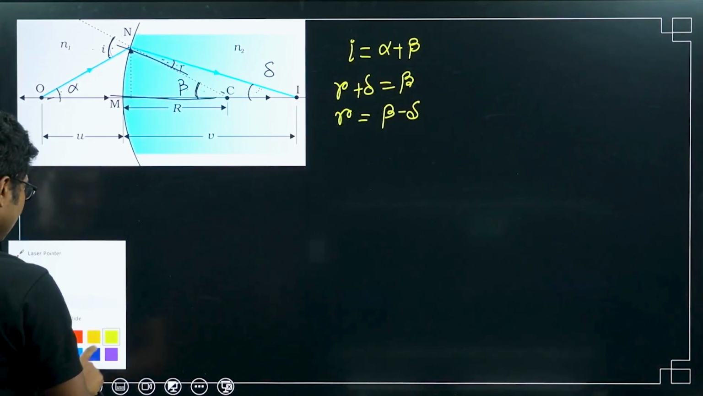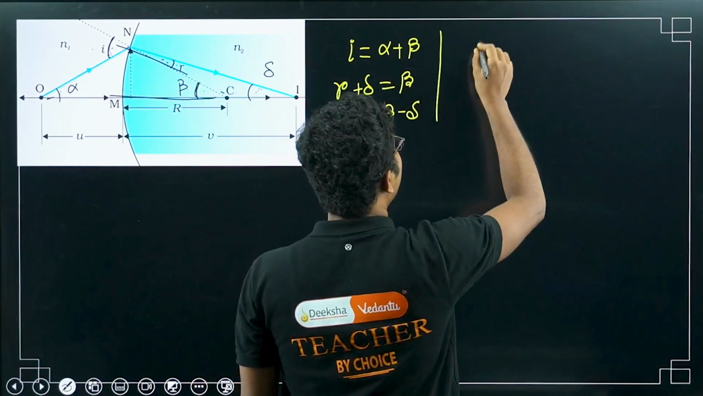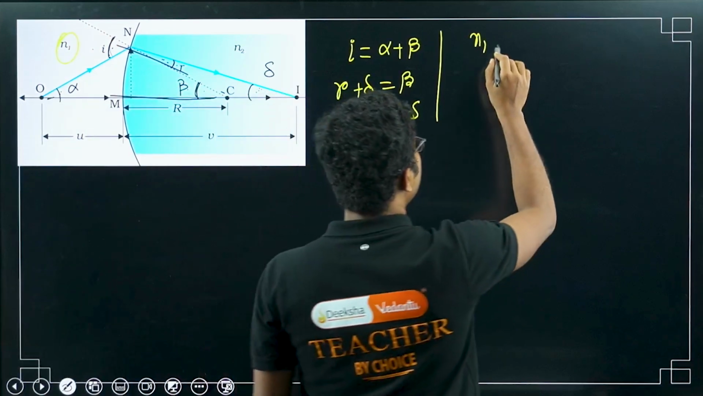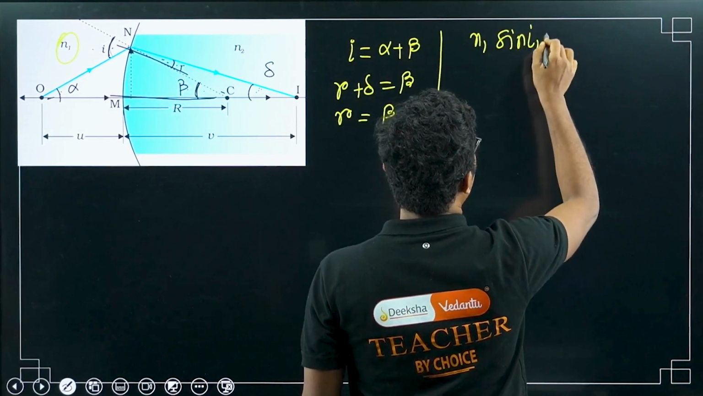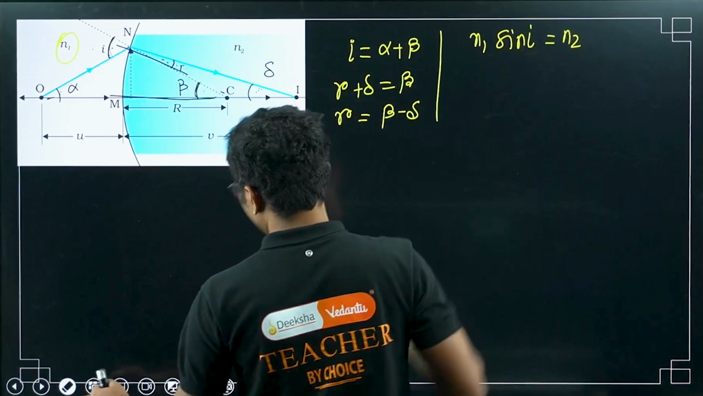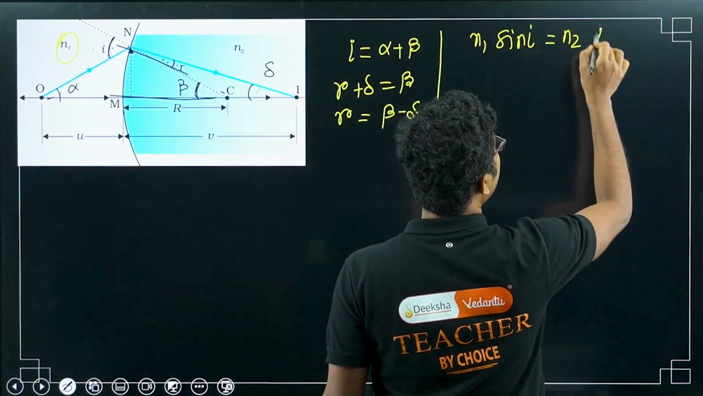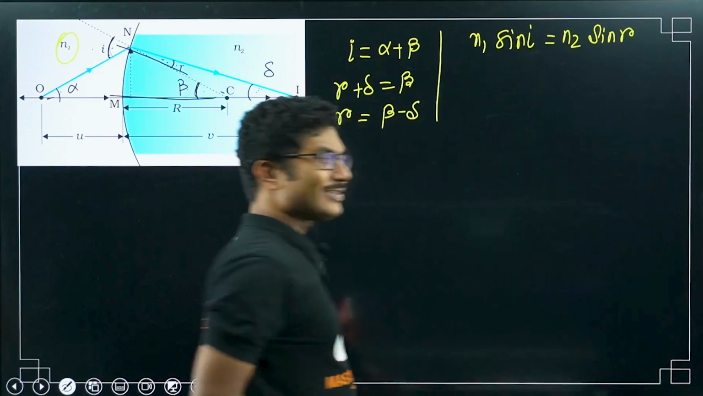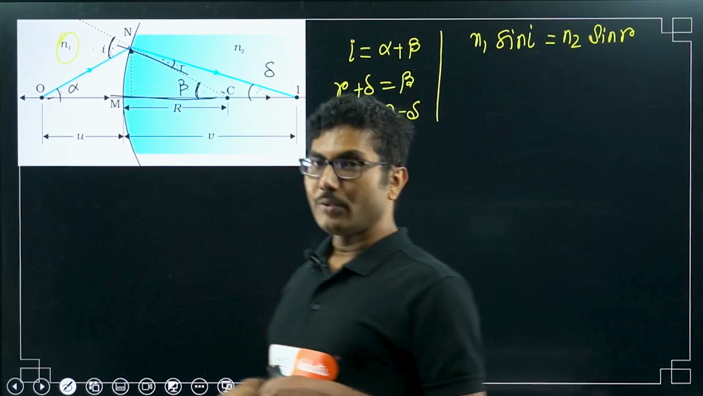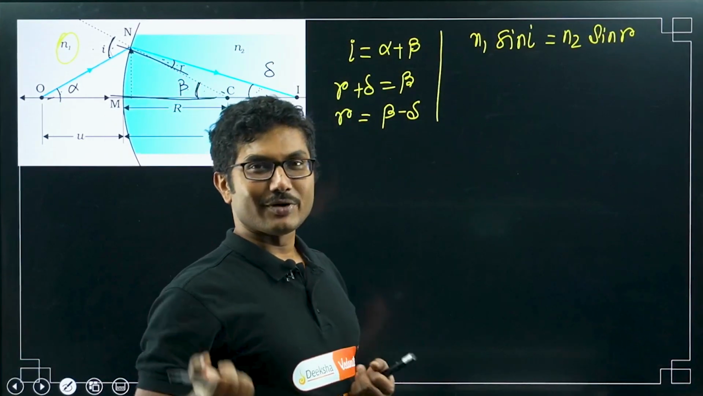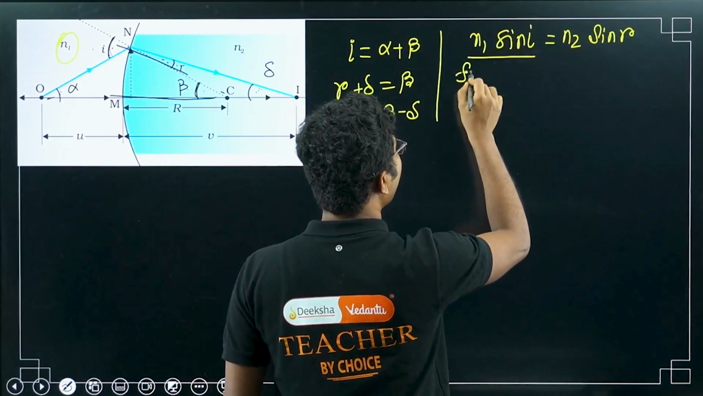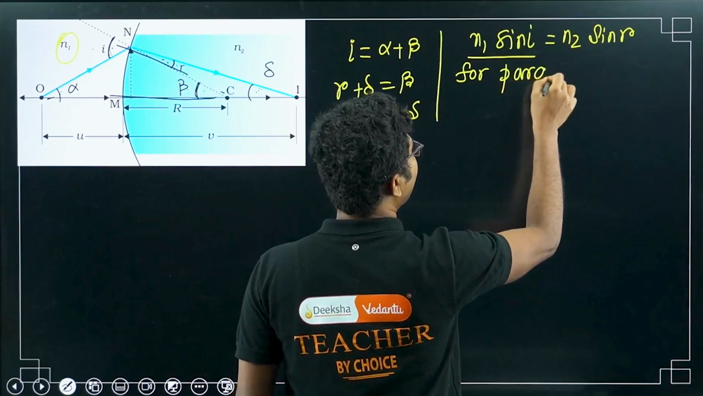We have to use Snell's law. Snell's law states that N1 sine I equals N2 sine R. Sorry, in this case we don't need I1, we just write N1 sine I equals N2 sine R. Now in case of paraxial ray, what else can we say about it? In case of paraxial ray, we can also approximate that sine I equals I, that is sine theta equals theta. So in this case we can approximate that for paraxial ray.